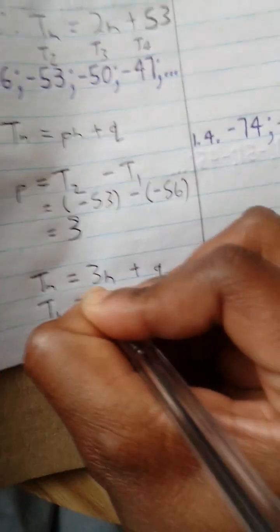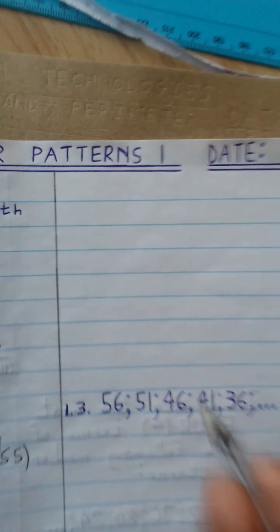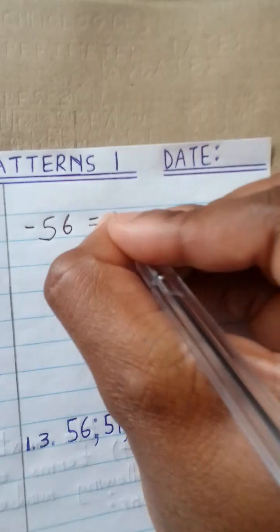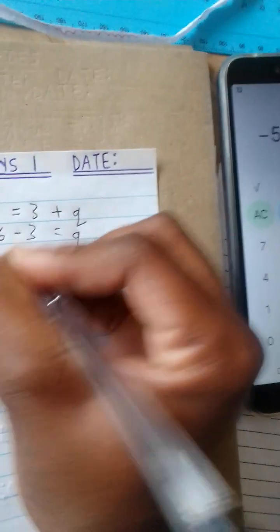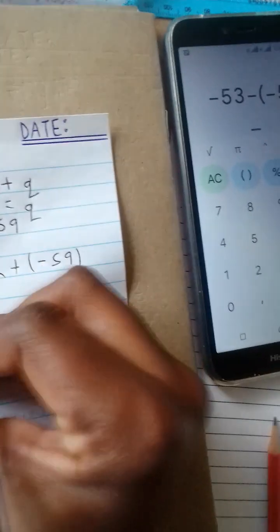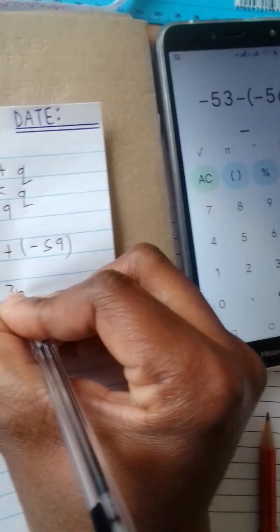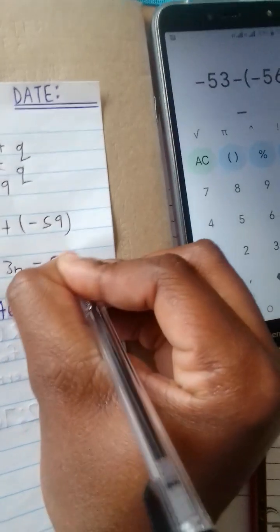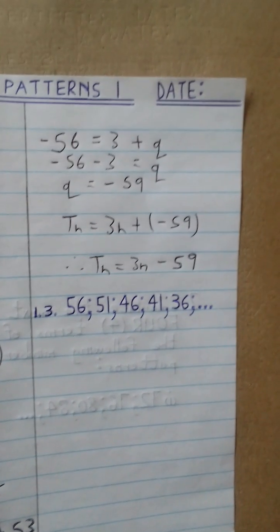T1 is 3 times 1 plus Q. T1 is negative 56, so it is going to be, sorry, 3 times 1 is 3, 3 plus Q equals negative 56. This 3 when it goes to the other side becomes negative 3. Negative 56 minus 3 is negative 59. Positive times negative is negative. Okay, I hope that was clear. I hope that makes sense.